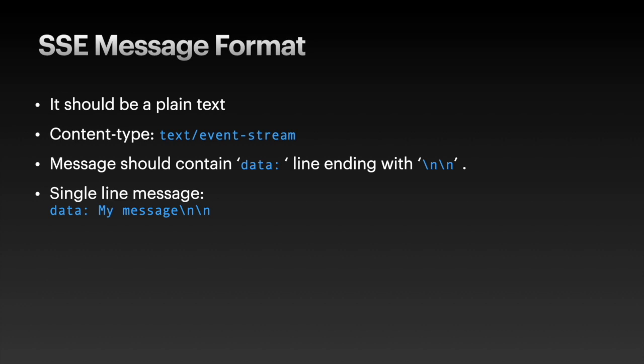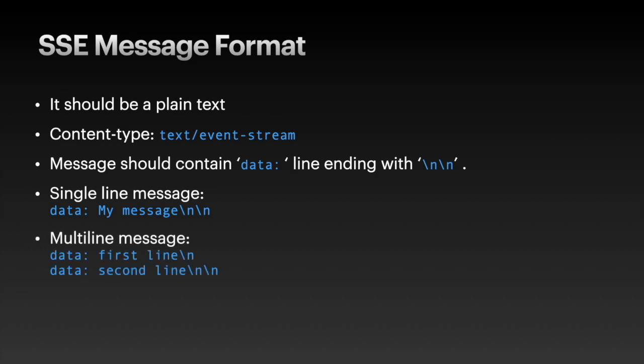So where we have data, colon, and then one single space, and then message, my message. It could be any message. It could be like a text, or it could be a stringified JSON, whatever it is. And then if the message ends, we have to give 2 \n, or that is new line characters.